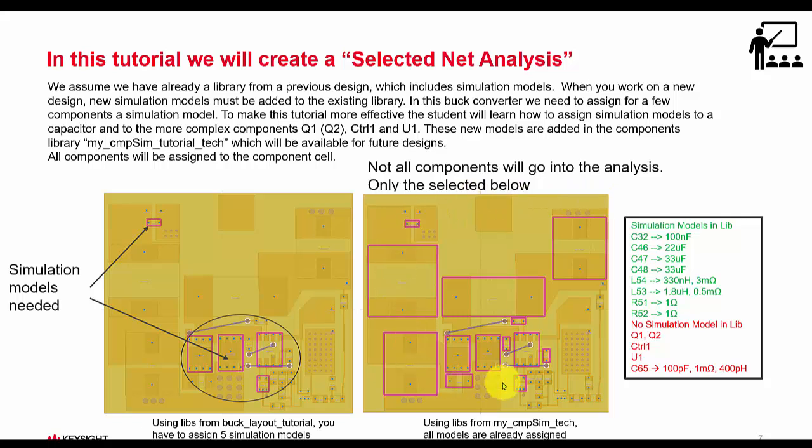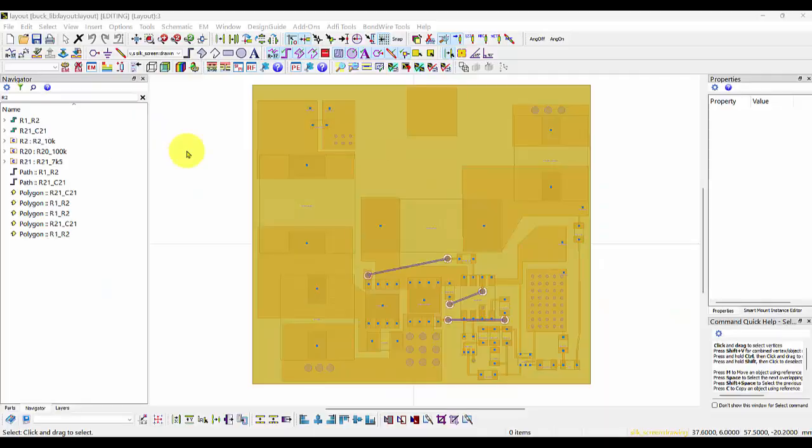This is a layout view in ADS. So when you have attached the my_cmp simtech library, then all simulation models are already set up, and then you should just continue with your analysis. When you have used the tutorial library, then you have to add simulation models for 5 components.